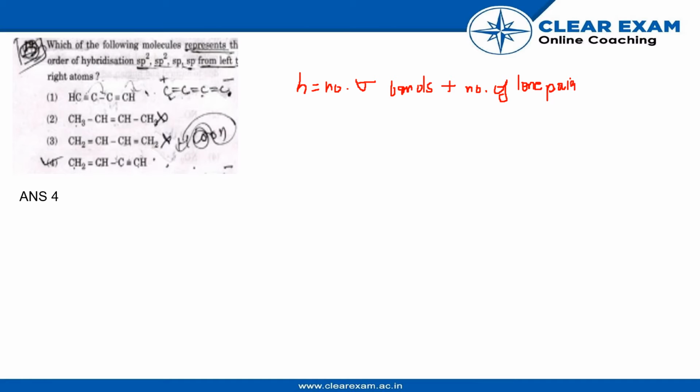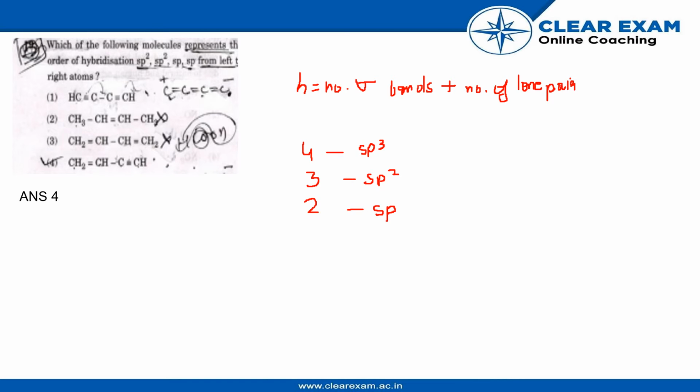So if H is equal to 4, then it will be sp3 hybridization, and if this value comes to 3, the hybridization will be sp2, and if it's 2, the hybridization will be sp. So now let's calculate from the question.